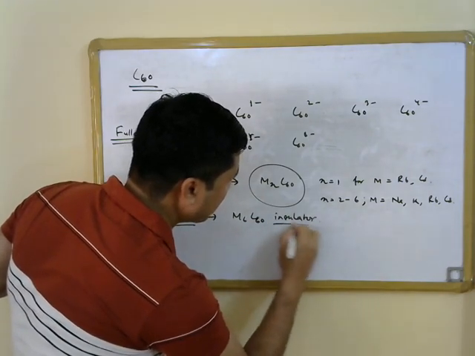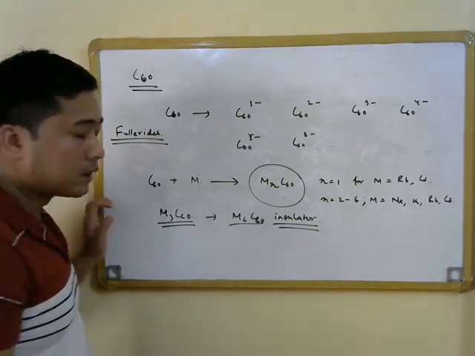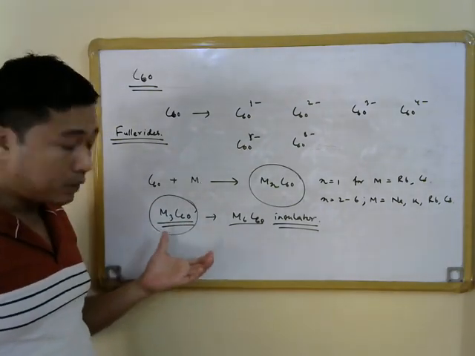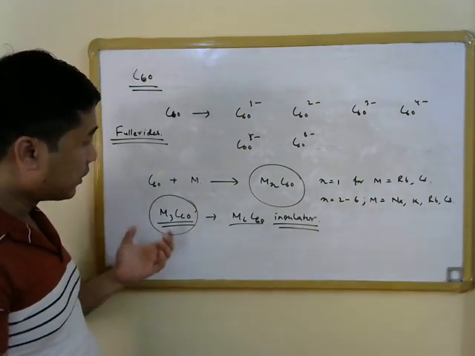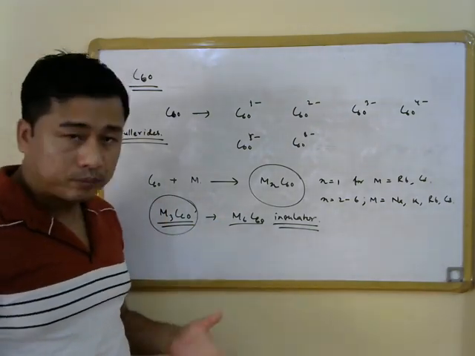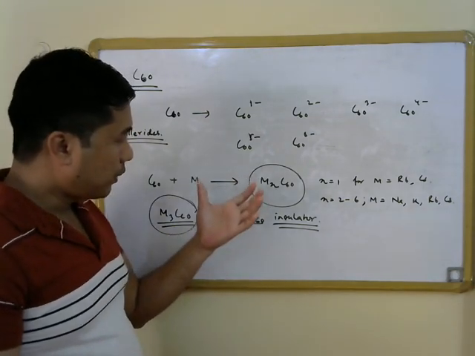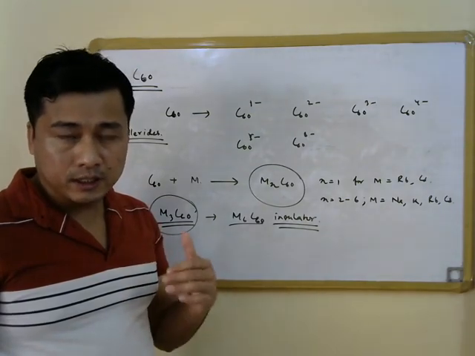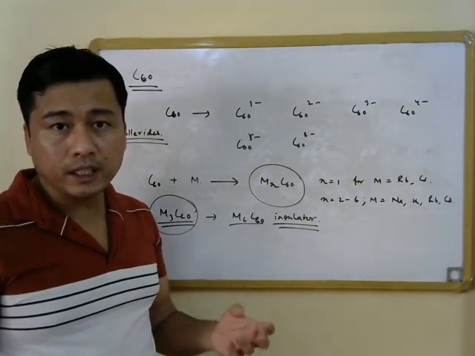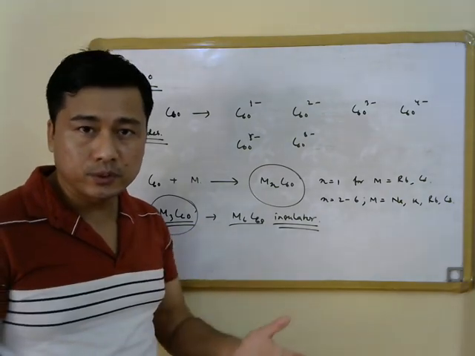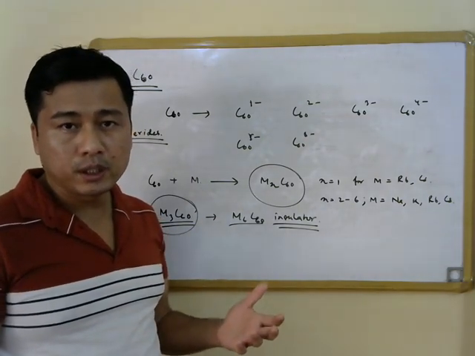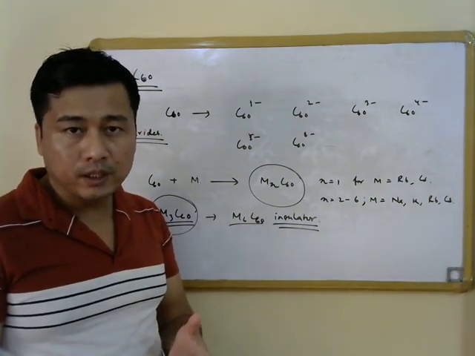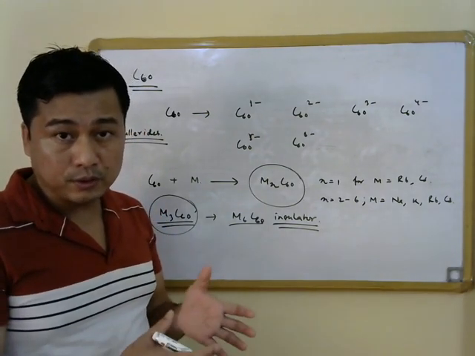M6C60 is an insulator, while for M3C60 the conductivity is highest. So this essentially tells us that when we react alkali metals with C60, the extra electron present in the valence shell of the alkali metal is transferred to the conduction band of the fullerene, which is again formed by the pi electron cloud of these fullerenes.